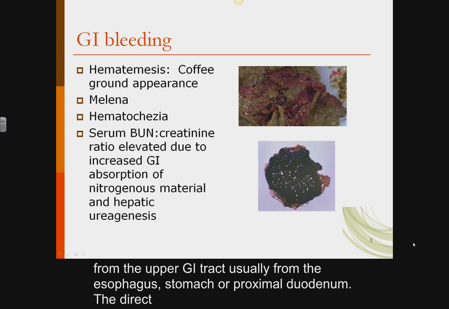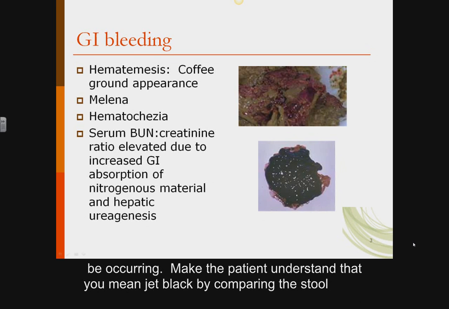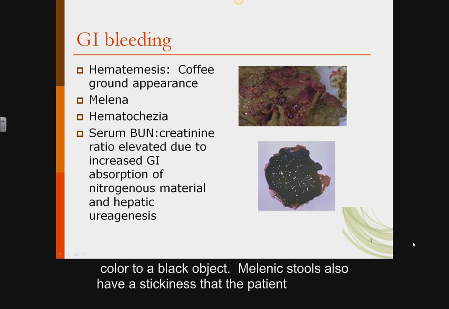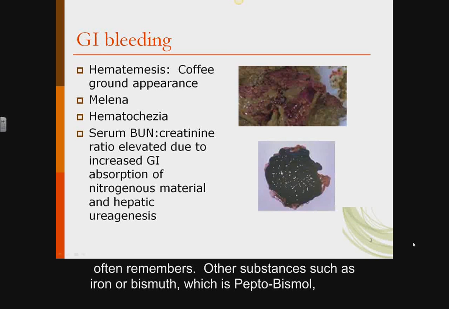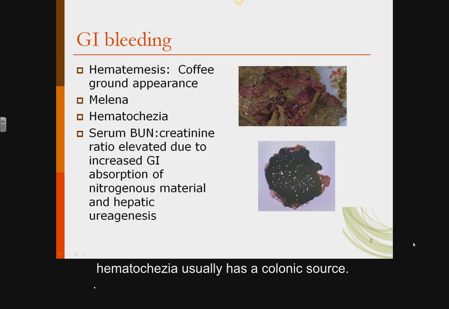Hematemesis indicates that the bleeding is from the upper GI tract, usually from the esophagus, stomach, or proximal duodenum. The direct question, are your stools black or bloody, should be used when active bleeding may be occurring. Make the patient understand that you mean jet black by comparing the stool color to a black object. Melenic stools also have a stickiness that the patient often remembers. Other substances such as iron or bismuth, which is in Pepto-Bismol, can turn the stool black. A melenic stool usually means upper GI hemorrhage, like I said, whereas hematochezia usually means a colonic source.